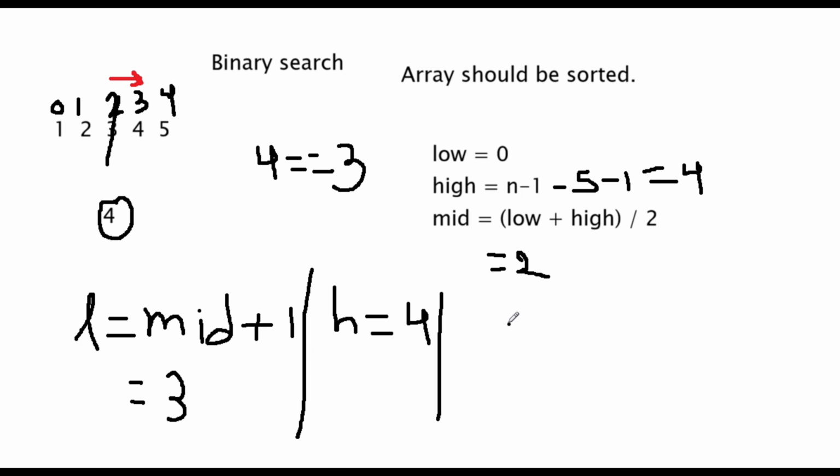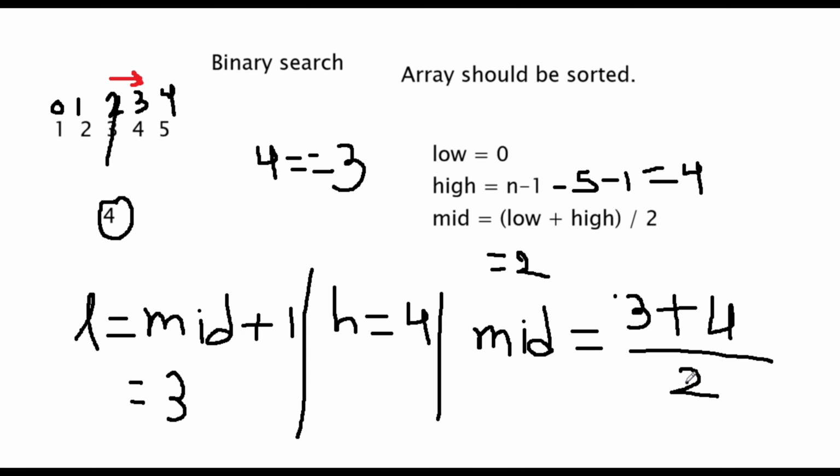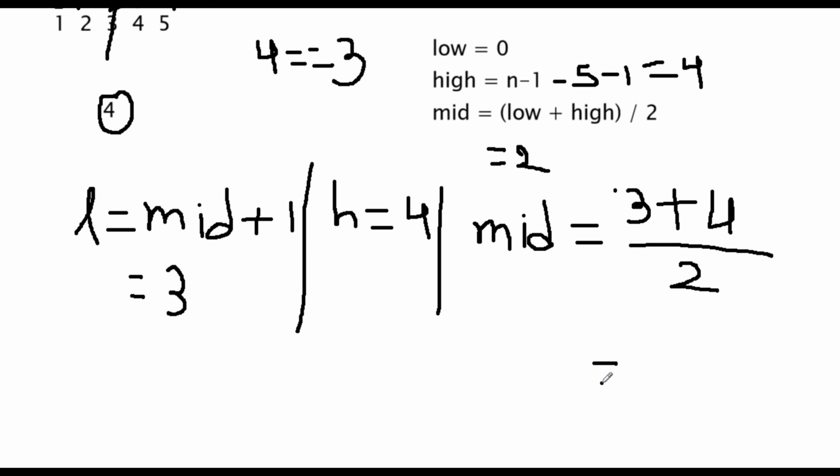And what about the mid value? The mid value will change again guys. Mid value is again going to be low plus high by 2. The low value is 3 as usual, and the high value is 4, so the sum divided by 2 is 7 by 2. If you are doing division, don't take decimal points, just take the integer. 2 3s are 6, so 3.5 will come, and we are going to take 3.